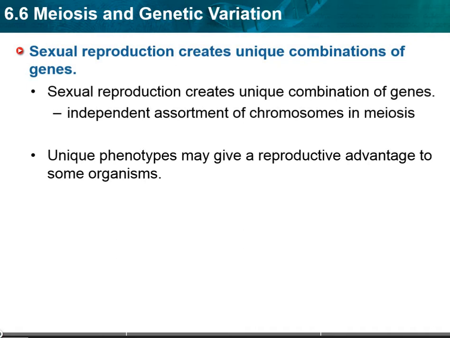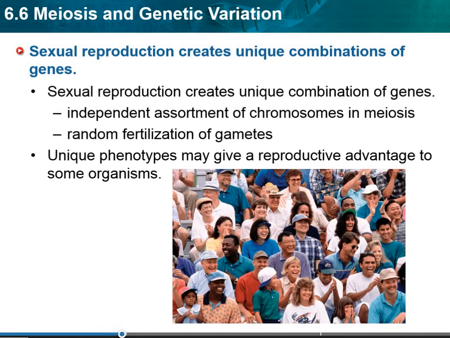So again, when they're separating out, you're going to get different combinations to each one of the sex cells. And then you also have random fertilization with the gametes. So when you end up having sex, you're going to end up having only one egg, but there's going to be lots of sperm. So there's lots of different possibilities for the different gametes to get there. So that's another thing that provides variation. Unique phenotypes may also give a reproductive advantage to some organisms.